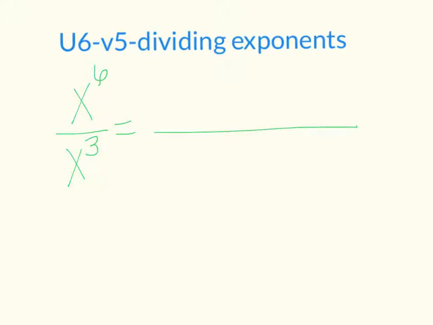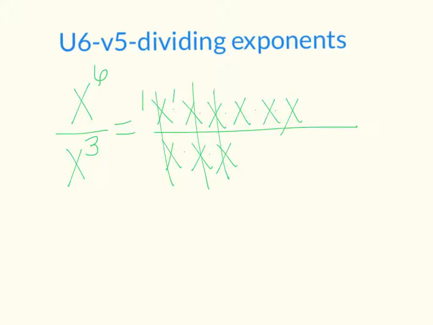So this tells us we have 6 x's. And this tells us we have 3. Okay, now you know in division you can cancel. Now remember they're canceling to ones. Okay, and I'm left with 3 x's in the numerator and nothing in the denominator. Okay, so that's my answer.